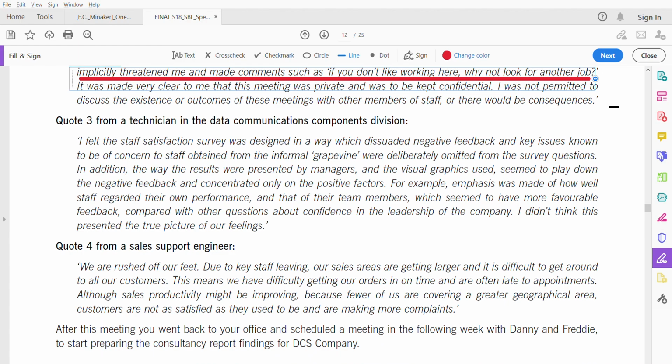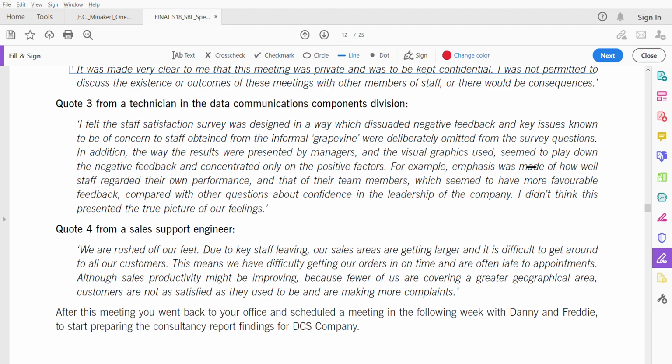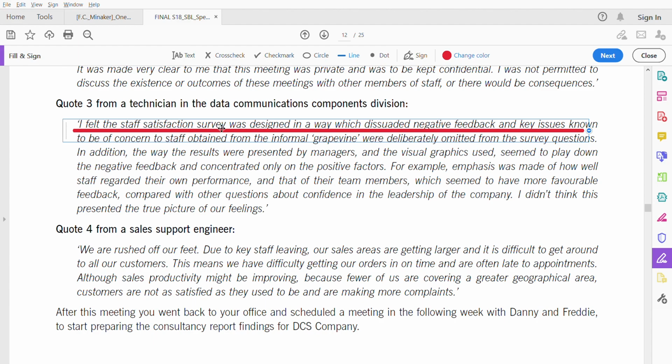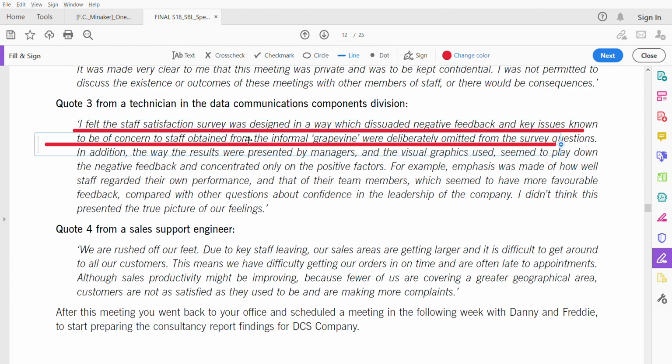From a technician in the data communication component division: I feel the staff satisfaction survey was designed in a way which dissuaded negative feedback, and key issues known to be of concern to staff, obtained from the informal grapevine, were deliberately omitted from the survey questions. Can you see the negative comments are omitted from the survey questions? Staff, right? Very important that you know.